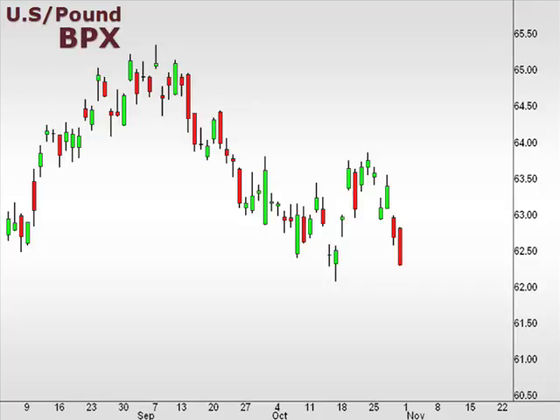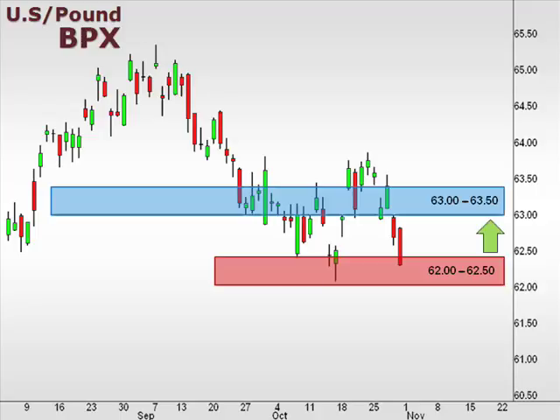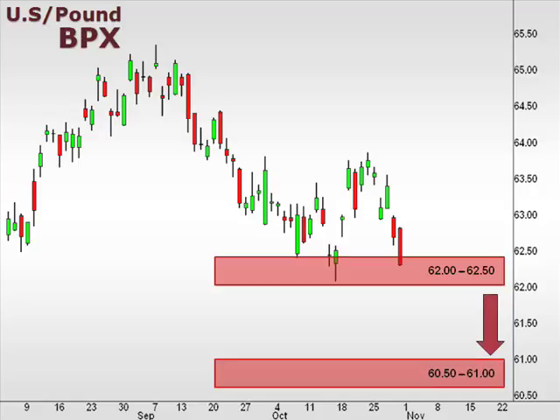Let's take a look at the BPX, the US dollar versus the British pound. Will the US dollar slip back down to test support against the pound as the BPX tests 62, 62.5? We expect the bounce that should test is up into the 63 zone. Failure to hold 62 opens the window for a drop towards 60.5, 61.